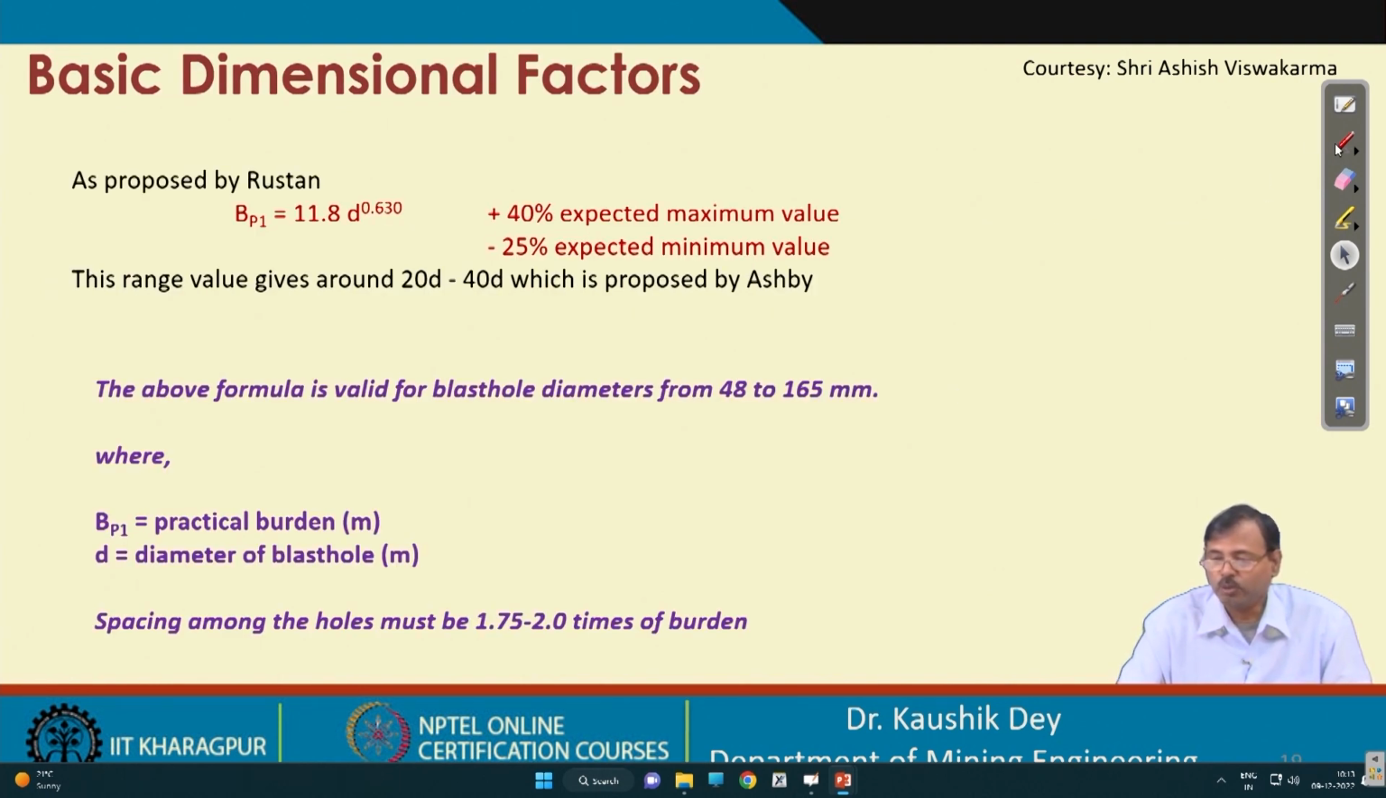So, this is the formula. One formula is given by Rushton, another concept is also given by Ashby. This is more or less similar to each other, the maximum values and minimum values are more or less matching with each other, and that is why more or less 20 d to 40 d can be considered as the optimum burden in this particular condition.